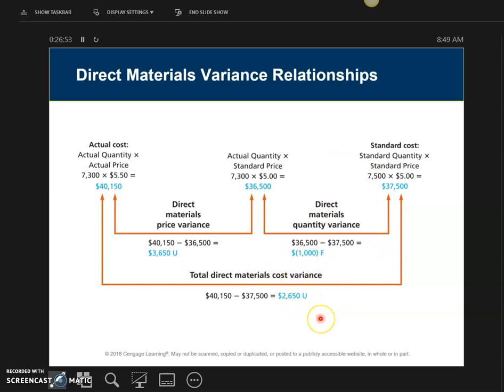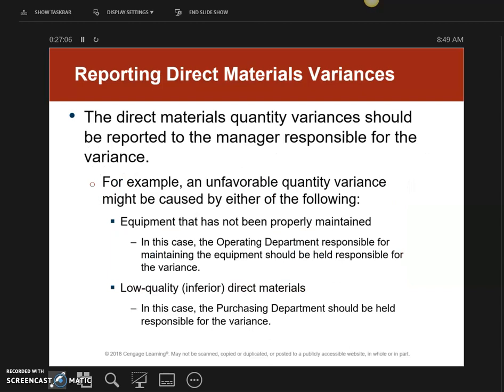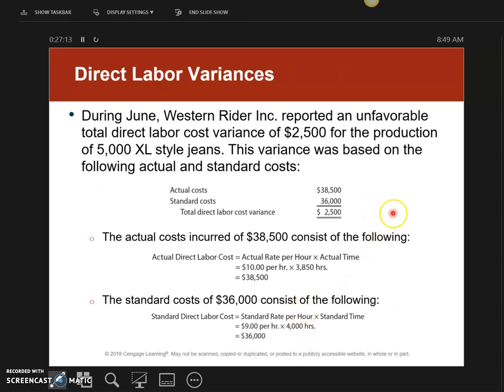I have it broken down into little formulas. After I talk about each of these for direct materials, direct labor, and factory overhead, I will put up my little handout and I'll have a video for my handout. Okay, so this is just direct material variances, talks about reporting it. We're going to skip past that. We're going to move to labor variances.